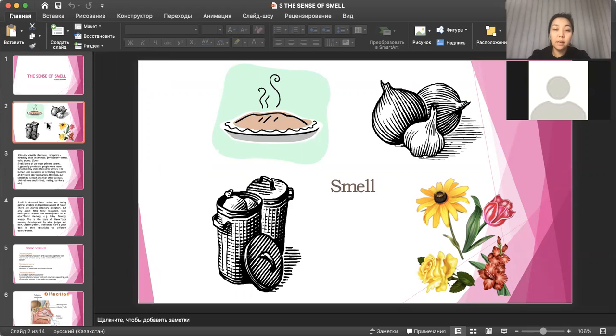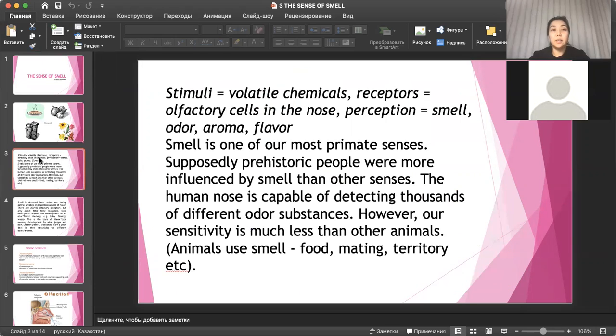The second lecture is about smell, and we are using our nasal cavity. And here about the stimuli. What is the stimuli? Stimuli are volatile chemicals. Receptors are the olfactory cells located in our nose. Perception is the smell, odor, aroma, and the flavor.